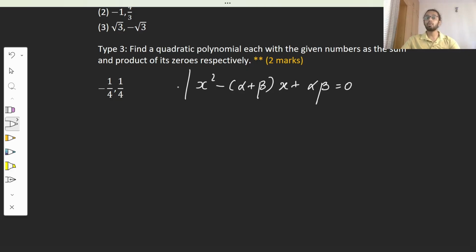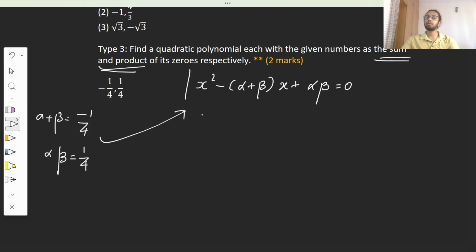Please note that in this question, we need to find a quadratic polynomial. They have given the sum and product of its zeros, which means this minus 1 by 4 that they've given is the sum of the zeros. That is alpha plus beta. And the second value, 1 by 4 that they have given is the product of the zeros, which is alpha into beta. As you can see from the question, they are the sum and product. We need to directly substitute them in this format, which is x square minus alpha plus beta value is minus 1 by 4 times x, and alpha beta value is 1 by 4.